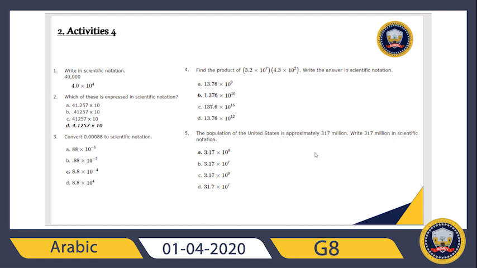The population of the United States is approximately 317 million. Write 317 million in scientific notation. I think we have already seen this question before. So 317 million means 317 followed by 6 zeros. So in order to write it in scientific notation, I will move my decimal point 6 zeros, then 2 places as well. So 6 plus 2 places, this is 8 places. So this number is 3.17 times 10 to the power of 8. 6 of zeros and 2 for the 17 to make this number between 1 and 10, of course. So A is the right answer.